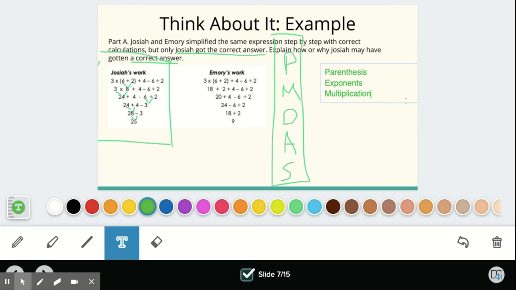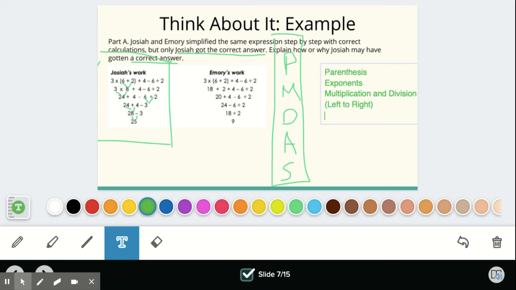So multiplication and division. And these actually go at the same time. It's whichever one comes first from left to right that is the operation you're going to do first. So if we're looking right over here, we got division here, multiplication here. But since we're going left to right, and multiplication occurred first, that's the first operation you're going to do. If this had been switched around, with the division over here and multiplication over here, Josiah would have and should have divided first.